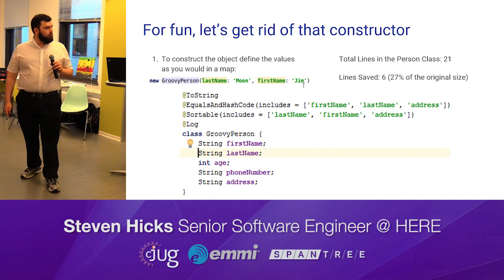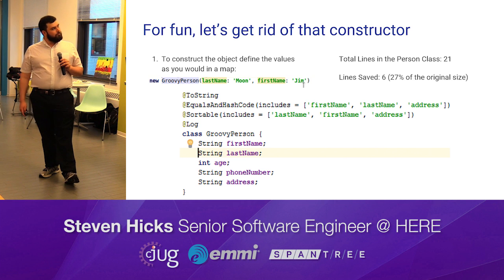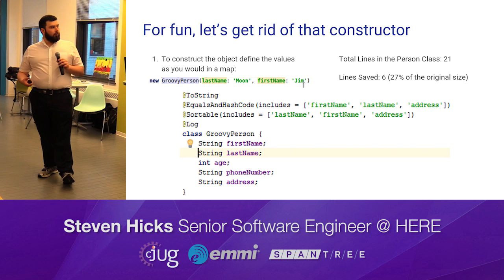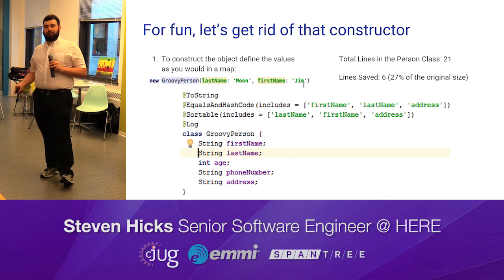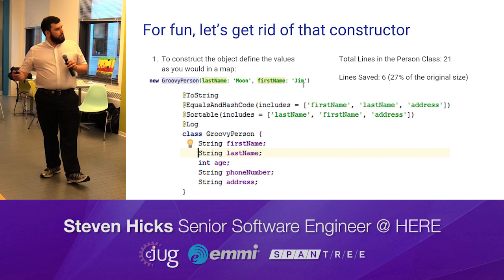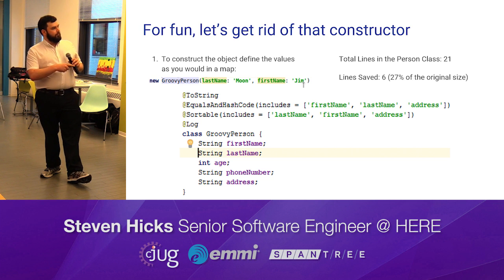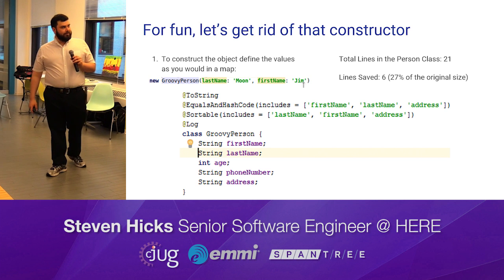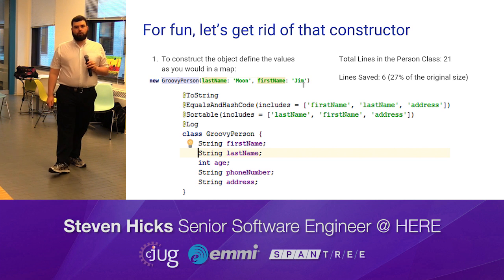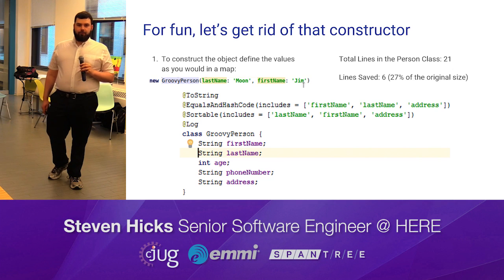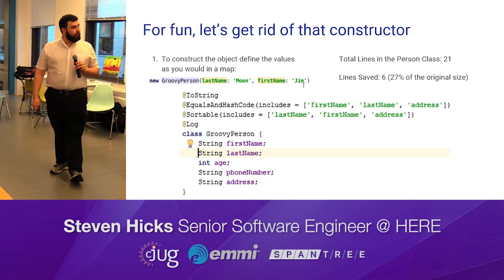In this case, I removed the finals from the first name and last name, because if those are defined as final, it's still going to try to use that. Lastly, we saved about 6 lines with that, we're down to 27% of the original size, and we have 21 lines from that original 103.